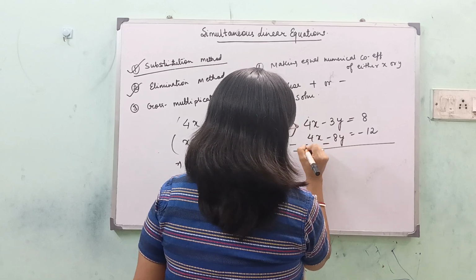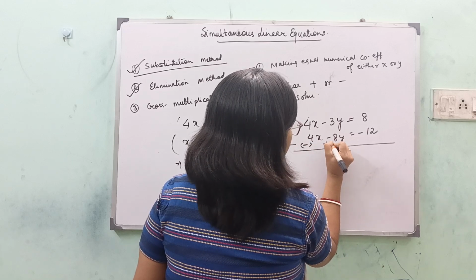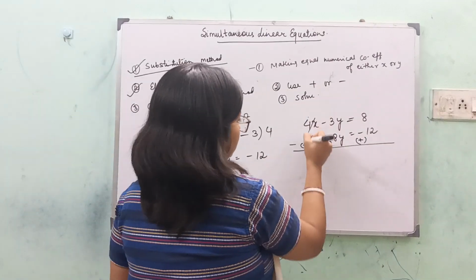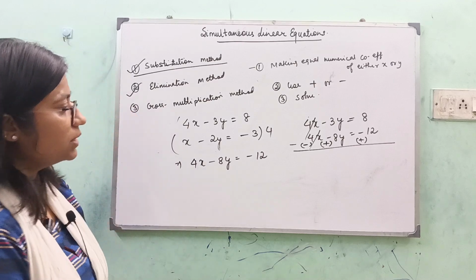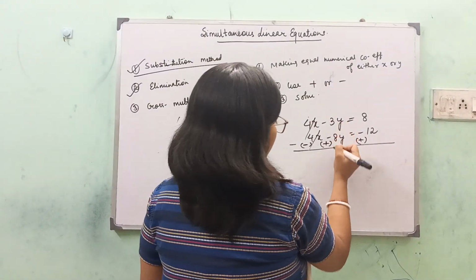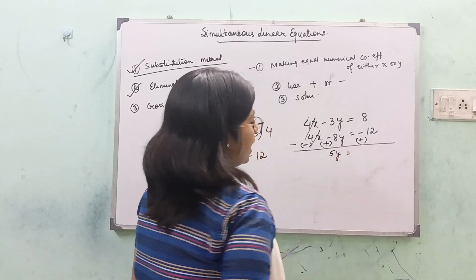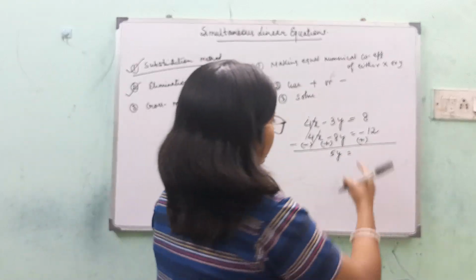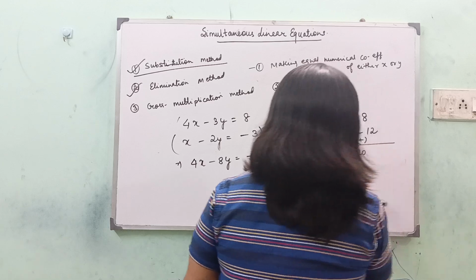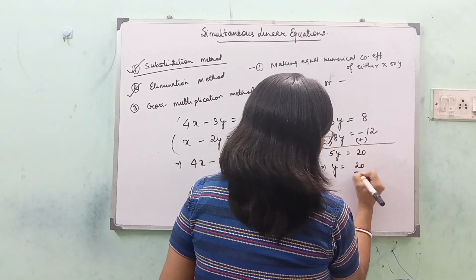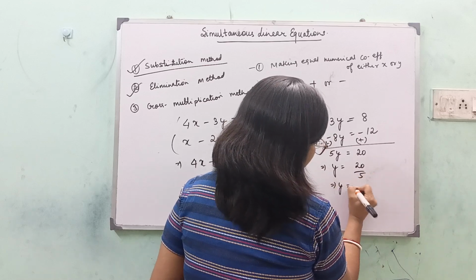So this sign becomes minus, this sign becomes plus, and this sign becomes plus. So plus 4x and minus 4x, 0. That is gone. So 8y minus 3y is 5y, and 12 plus 8 is 20. So y equals to 20 by 5, or y equals to 4.